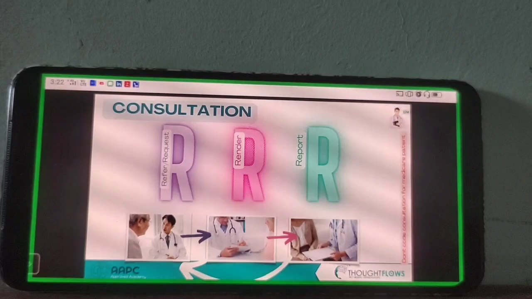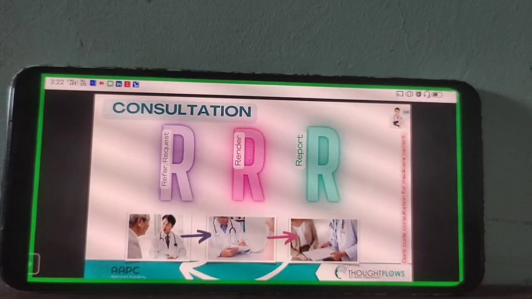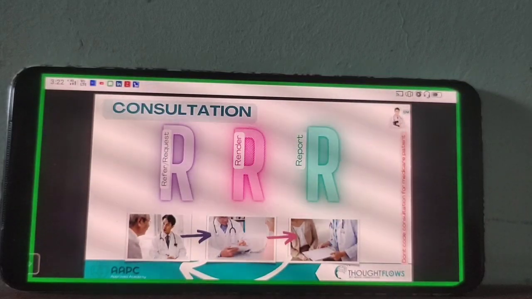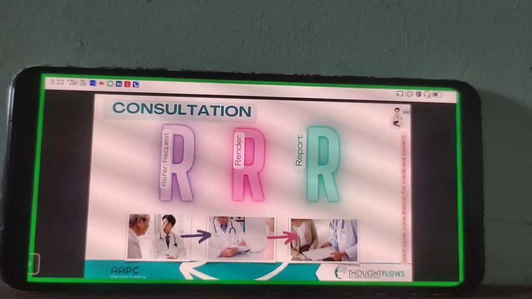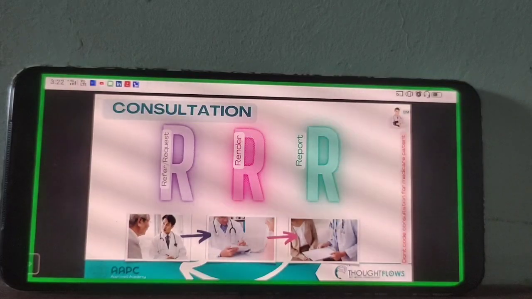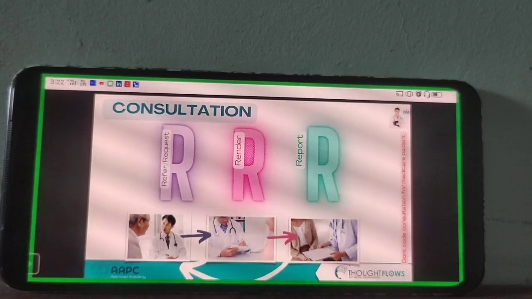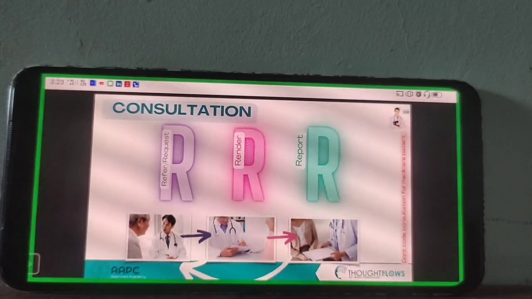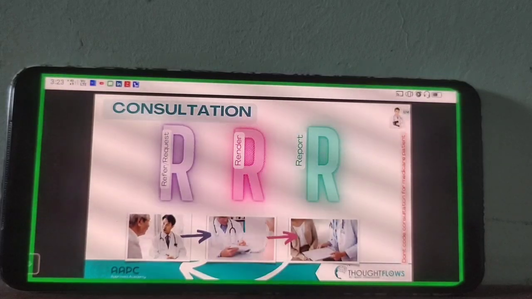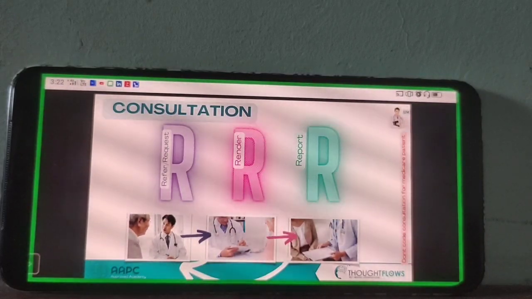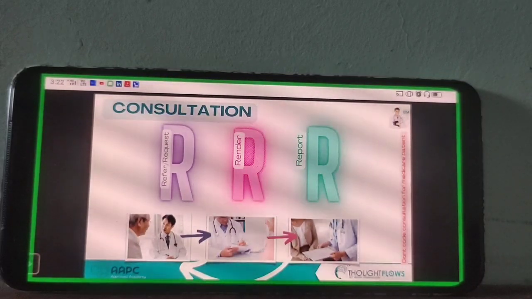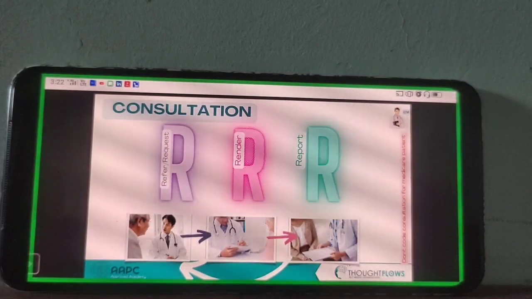And requesting means a doctor asks the help of another doctor. Both are the same, but usually reference will happen in the OP setting. Request usually happens in the IP setting, inpatient. So in reference, the doctor refers to another doctor, which means the patient moves from here to there.